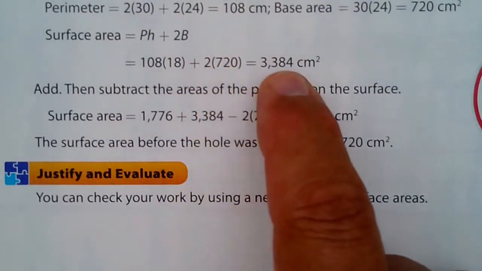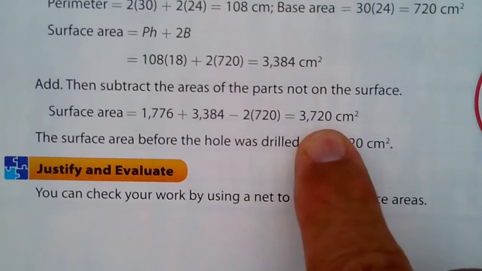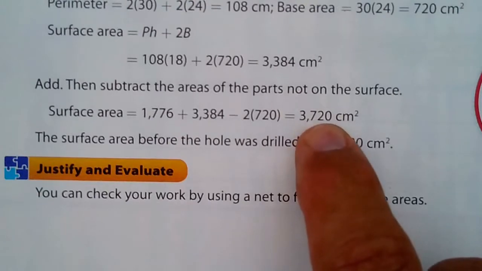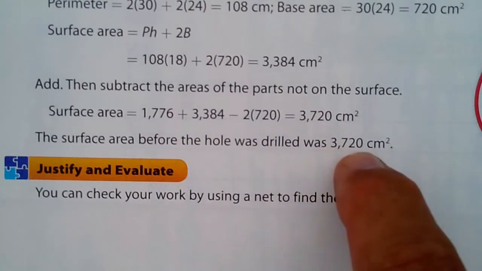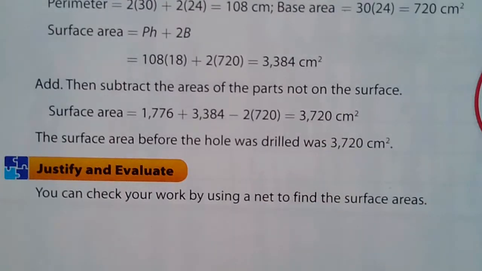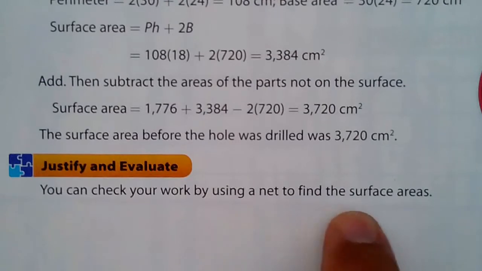We end up with this, 3,384 square centimeters. I'm sorry. No, we don't. We end up with this, 3,720 right there. And so that's the surface area before the hole was drilled. You can check by using a net and add up those surface areas.